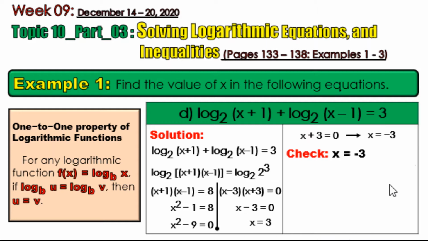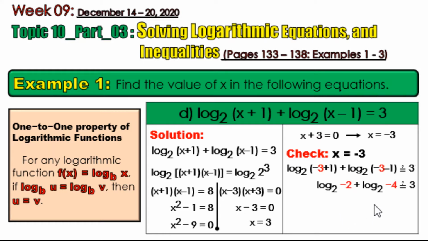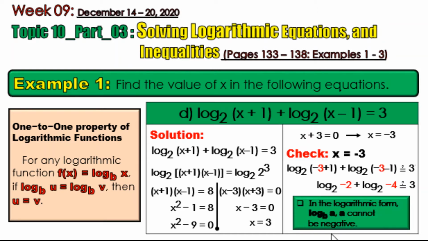And how about if we have negative 3? Okay, so let us substitute. Negative 3 plus 1 is negative 2. Negative 3 minus 3 is equal to negative 4. And in our previous lesson, in a logarithmic form, logarithm of a to the base b, a cannot be negative.